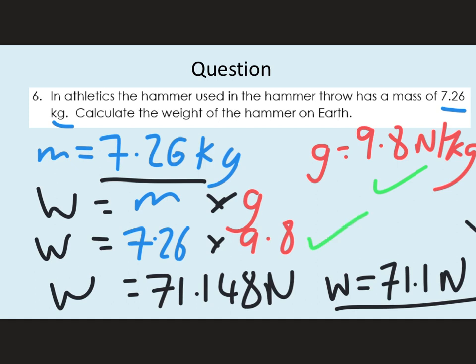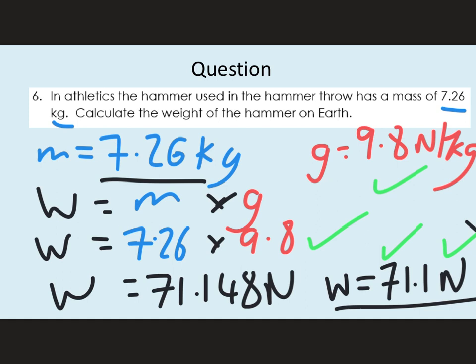In terms of marking, a mark for remembering that 9.8 is gravitational field strength on Earth, a mark for substituting the numbers into the equation, 1 mark for the correct answer, and 1 mark for the correct unit. If you're at 71 newtons here, you could also get yourself all 4 marks. It doesn't need to be 3 significant figures at GCSE, but that would be the quantity you should quote it to if you're doing A-level, because I've got 3 significant figures in the question.